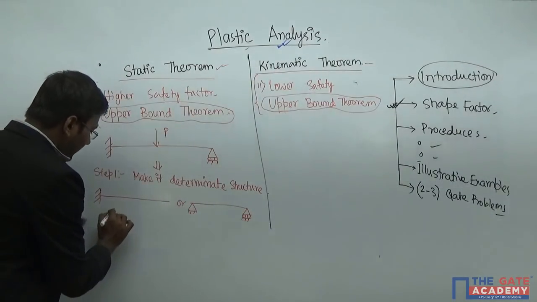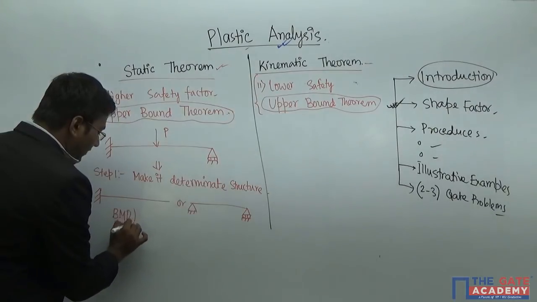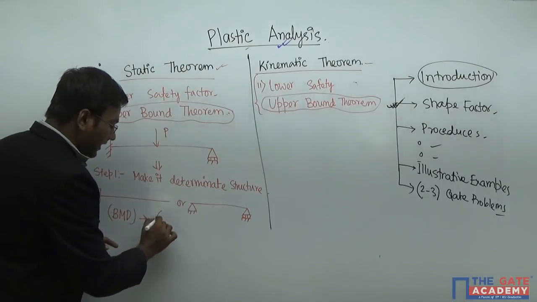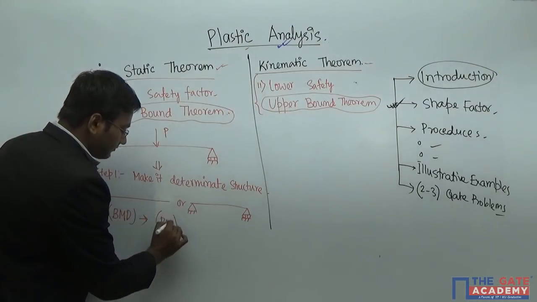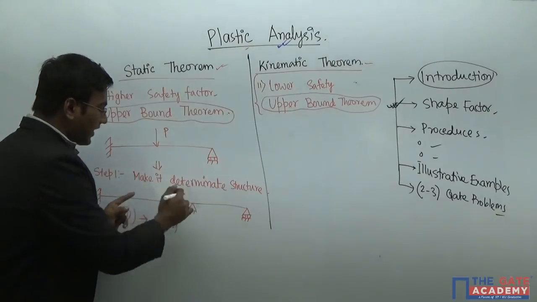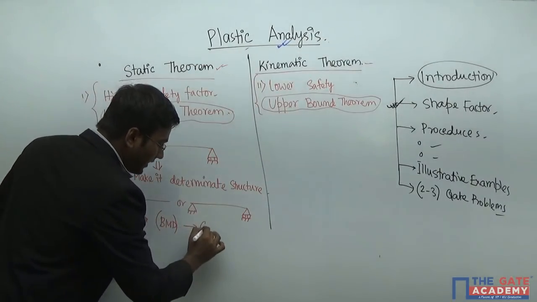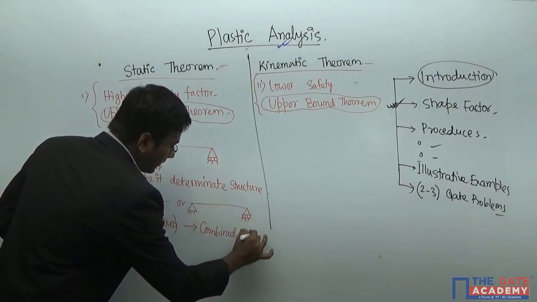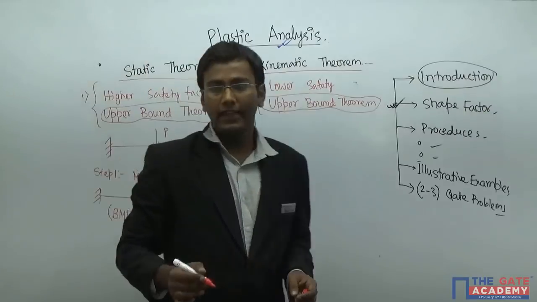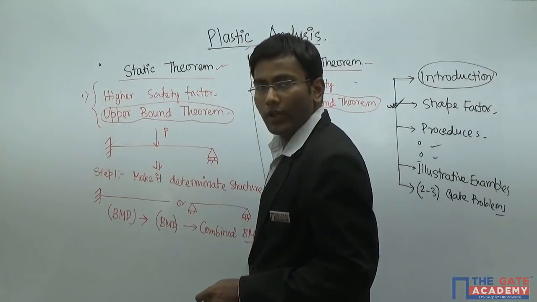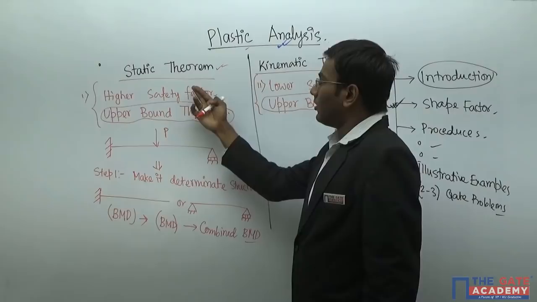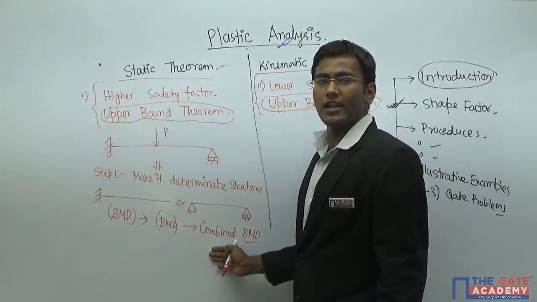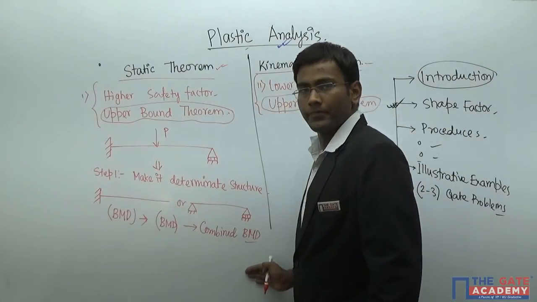Then draw the bending moment diagram of this indeterminate structure. After that, the bending moment diagram with the redundants. Then the combined bending moment diagram. Right? Like this, you can find the plastic analysis collapse load. That is static analysis. This is the basic procedure.